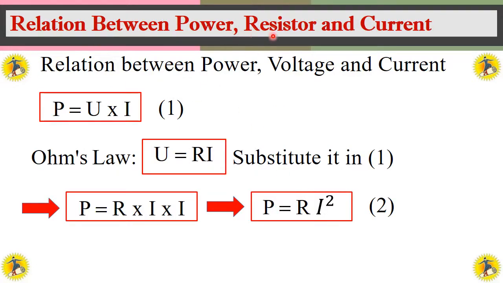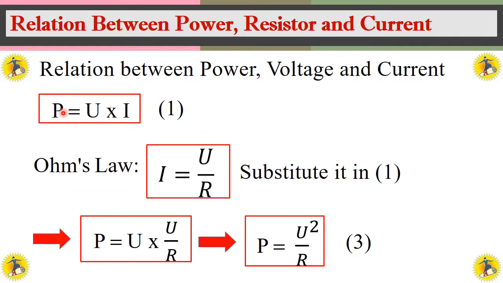Relation between power, resistor and current. First we have power equals U times I. And we have Ohm's law, U equals R times I, and we will substitute it in equation 1. Instead of U, we will replace it by R times I, so we get power equals R times I times I, and we have I twice, so we can write P equals R I square.